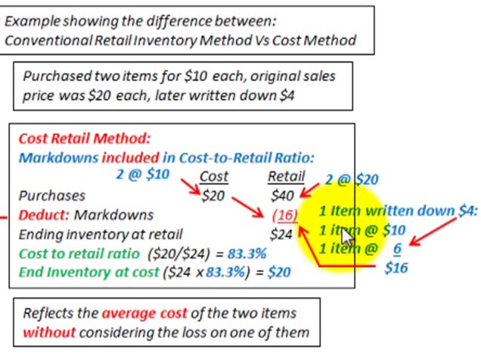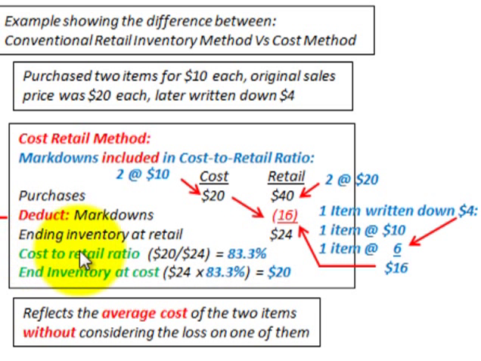So we have one item sitting at $10, and then the other item would be at $6 since it was written down by $4. Subtracting $4 from 10, you come up with 6. So your total amount on your cost would be 10 plus 6, or $16. So that would be our markdown, $16. Subtracting that from our retail amount of $40, we have our ending inventory at retail at $24.